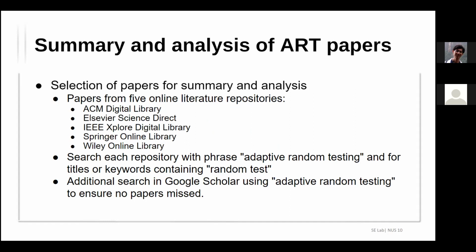So these are the 5. They chose these particular repositories because these repositories are well known, and they often hold important research papers. This is the author's justification for choosing these 5 repositories. So from these 5 repositories, the authors just searched adaptive random testing and titles or keywords containing the words random test. And finally, they did one additional search in Google Scholar just to make sure they didn't miss any papers that are not from these 5 repositories.